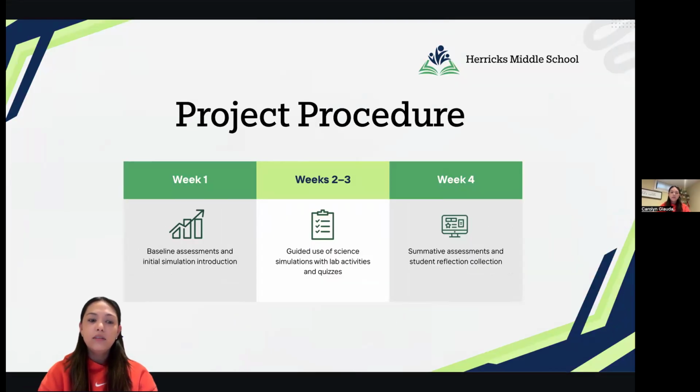So again, this was the basic project procedure. We started with baseline assessments and initial simulation introduction. We focused primarily on the topics of plate tectonics and astronomy because those were the 2 largest temporal and spatial topics that we had. During weeks 2 and 3, we used guided use of science simulations with lab activities and quizzes. And then in week 4, we had a summative assessment and student reflection collection.